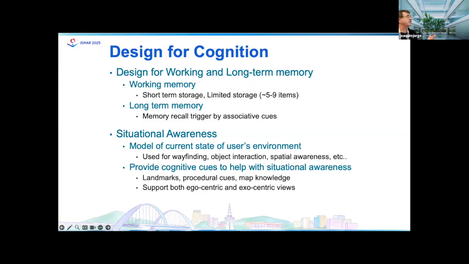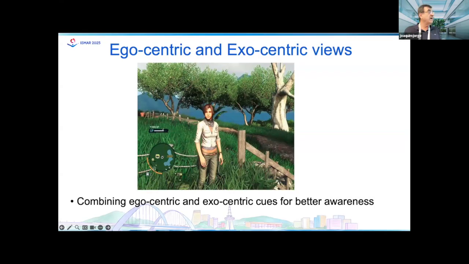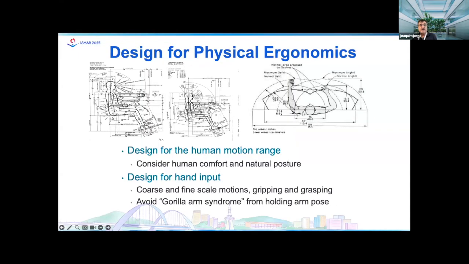Situational awareness is also important. You have to have a good model of the current state of the user's environment and provide cognitive cues to help with situational awareness. These landmarks, procedural clues, and map knowledge are good for making sense of the virtual environment, and we should support both first-person cues and exocentric ones like mini-maps, world views, etc., to help people navigate. This is an example of an exocentric and the first-person view when we look at the world.